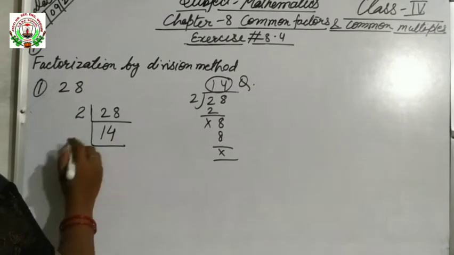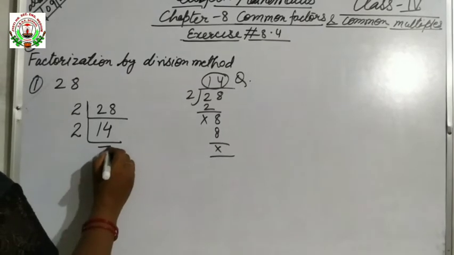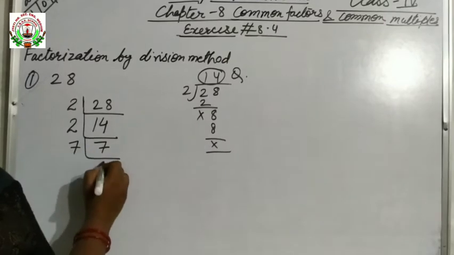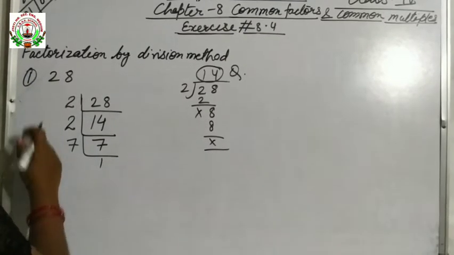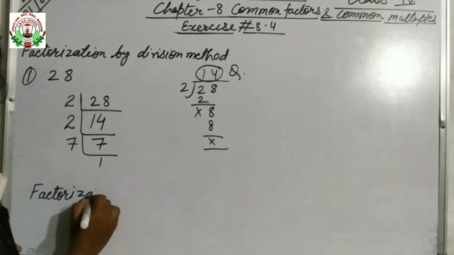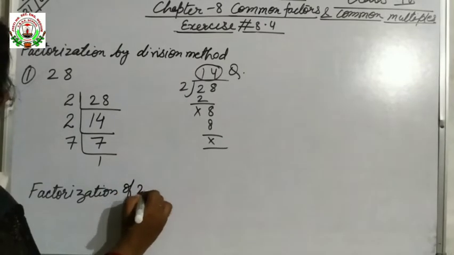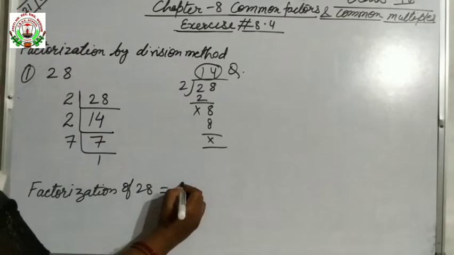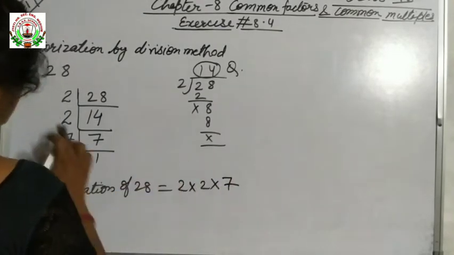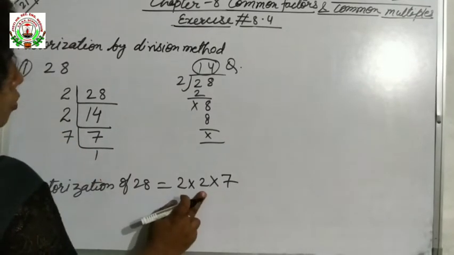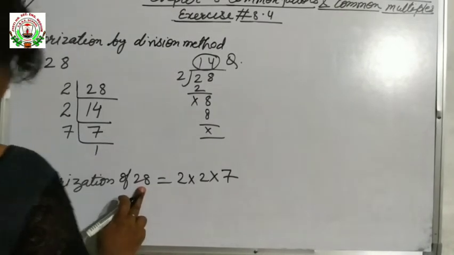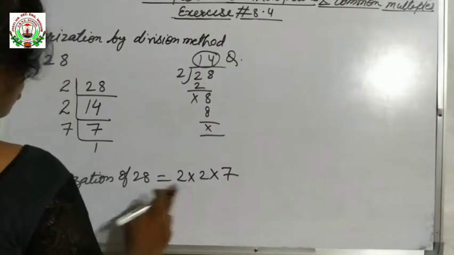Now again, 14 is an even number, so it is divisible by 2. 2 sevens are 14. Now 7 is a prime number, so 7 will go by 7. So we can write 7 ones are 7. So the factorization of 28 is 2 times 2. You will write it with multiplication signs: 2 into 2 into 7. 2 twos are 4, 4 sevens are 28. When you multiply these numbers, you get 28 again. So 2 into 2 into 7 is the factorization of 28.